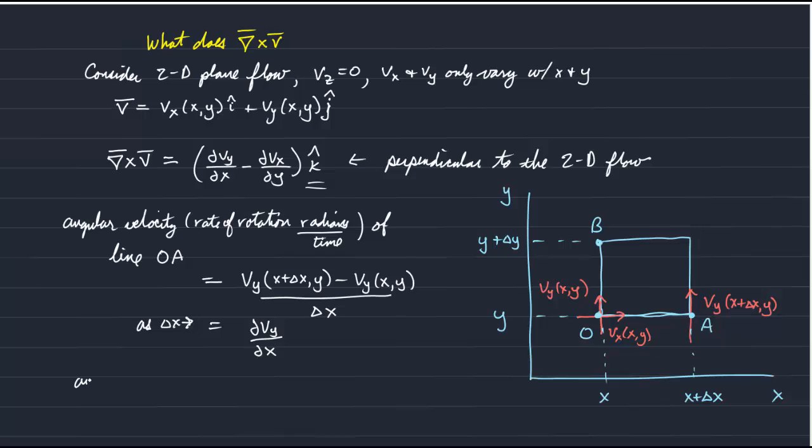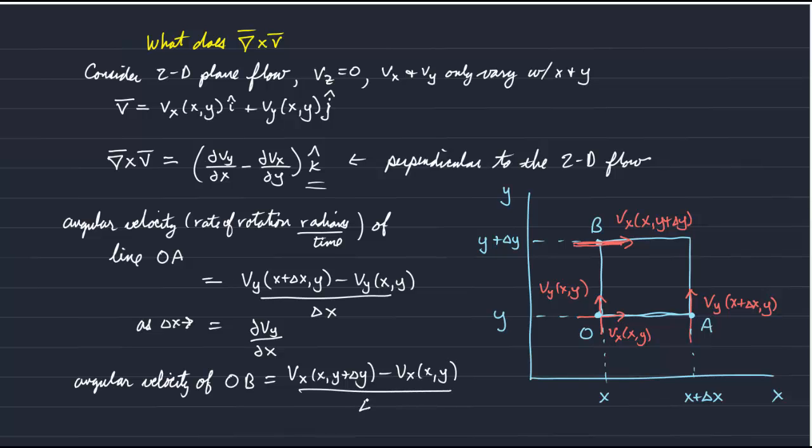Now let's look at the angular velocity of the left side of our rectangle. So that's the line segment OB. And that's equal to Vx at x, y plus delta y, shown by this arrow. So for this arm to be rotating, the x velocity at B has to be different from the x velocity at point O. And so that's measured by Vx at x, y plus delta y minus Vx at point x, y, and it's divided by the length of the line segment connecting O and B.